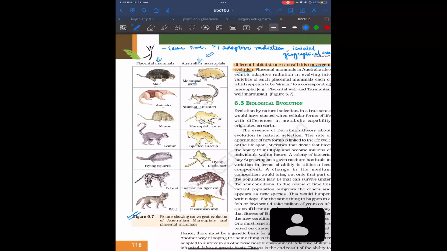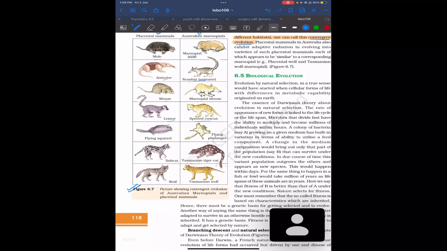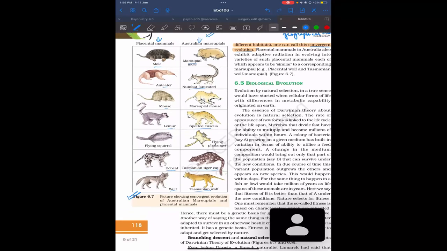Mole, marsupial mole. Anteater, numbat, which is the marsupial anteater. Mouse, marsupial mouse. Lemur, spotted cuscus. Flying squirrel, flying phalanger. Bobcat, Tasmanian tiger cat. Wolf and Tasmanian wolf. This is also very commonly asked in your MCQs, so you need to learn this table as well.